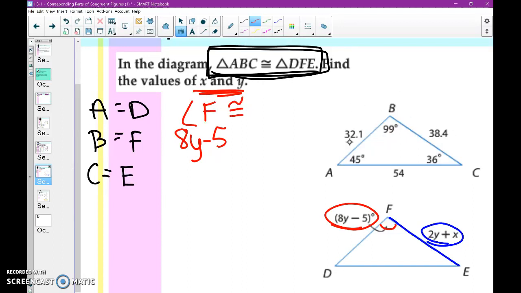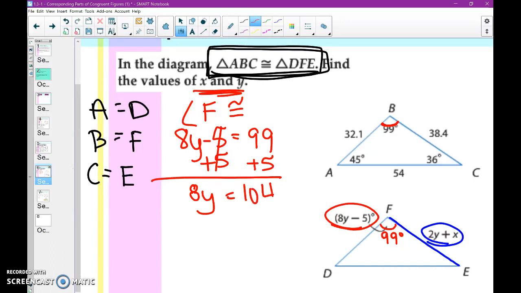Now remember, that's what angle F equals. Okay, well let's look at the top triangle. What does angle F match with in the top triangle? Check my chart. F is equal to B, which means angle F should be equal to B up here, which is actually 99. Really what that means is that 8y minus 5 has to equal 99. Little algebra, hopefully easy algebra. And we get that y is equal to 13, okay?